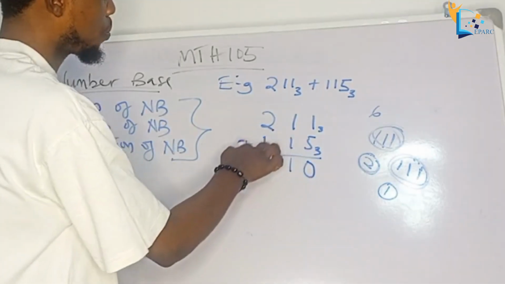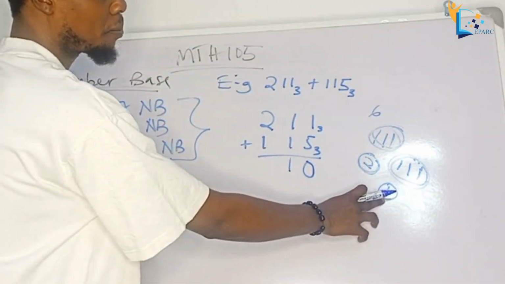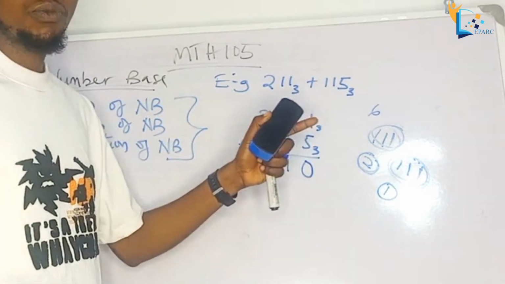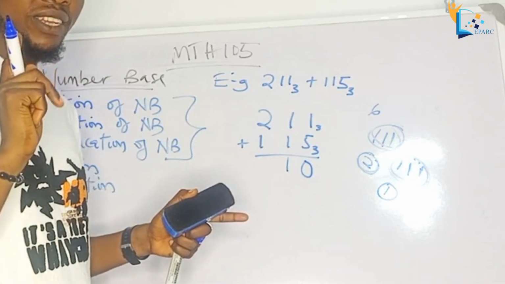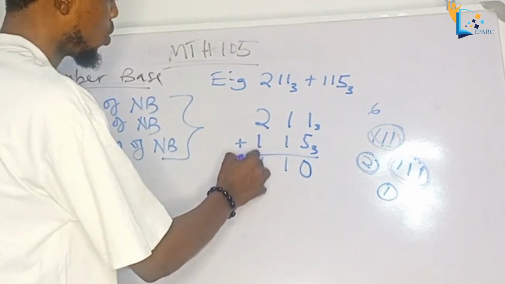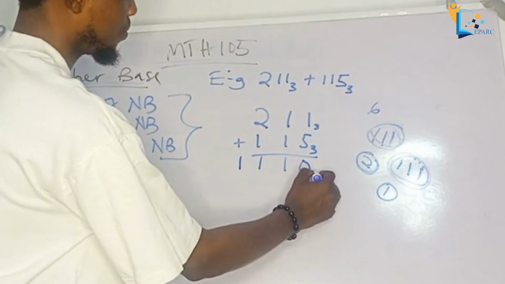So now we have 2 plus 1, 3. 3 plus 1 gives us 4. How many 3s can we get in 4? We can only get 1. And the remainder is what? 1. You put down the remainder, then the whole number, base 3.